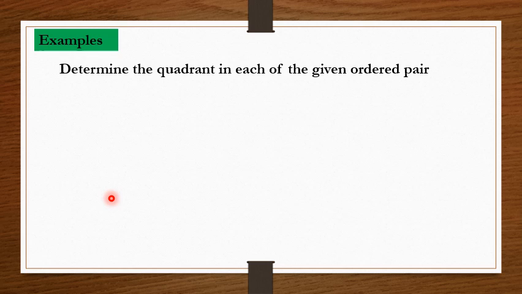We have the examples here. Determine the quadrant in each of the given ordered pairs. So first we're going to identify the sign of the x and y. To determine the quadrant, let's have number 1. For number 1, we have positive 1 and positive 4. As you can see, the 1 is positive and 4 is positive. Therefore, it is both positive, so that is quadrant 1.